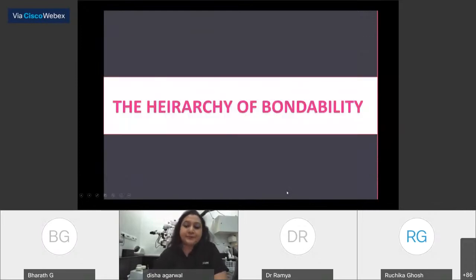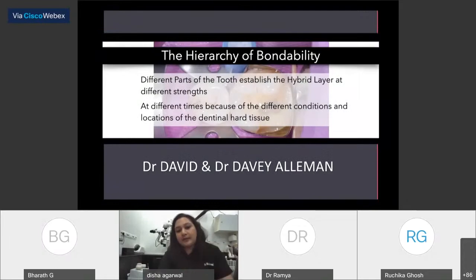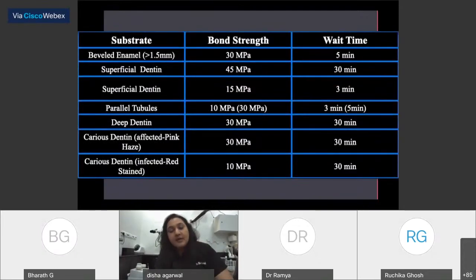The hierarchy of bondability is something which I told you in the beginning, that different parts of the tooth will form the hybrid layer at different times. So this is your beveled enamel, which will take 5 minutes, your superficial dentine 30 minutes. We are looking at something like 45 megapascal of bond strength, which is more than your beveled enamel bond strength.